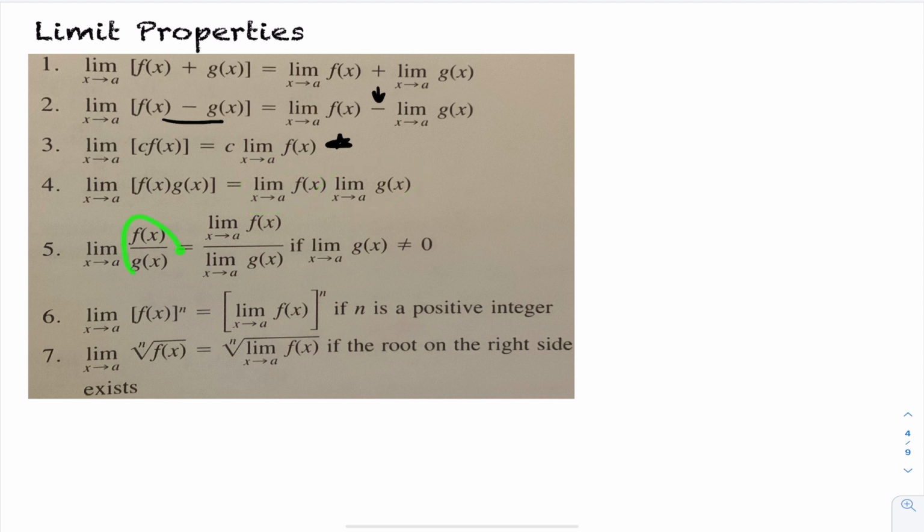The limit of the division, you can take the limit of the top and the limit of the bottom. Limits even go inside of exponents as well. So if you're taking the limit of a function to some power, you can actually take the limit inside and then raise it to that power. And likewise for radical expressions, the nth root. Okay, obviously let's look at some examples, see this in action.